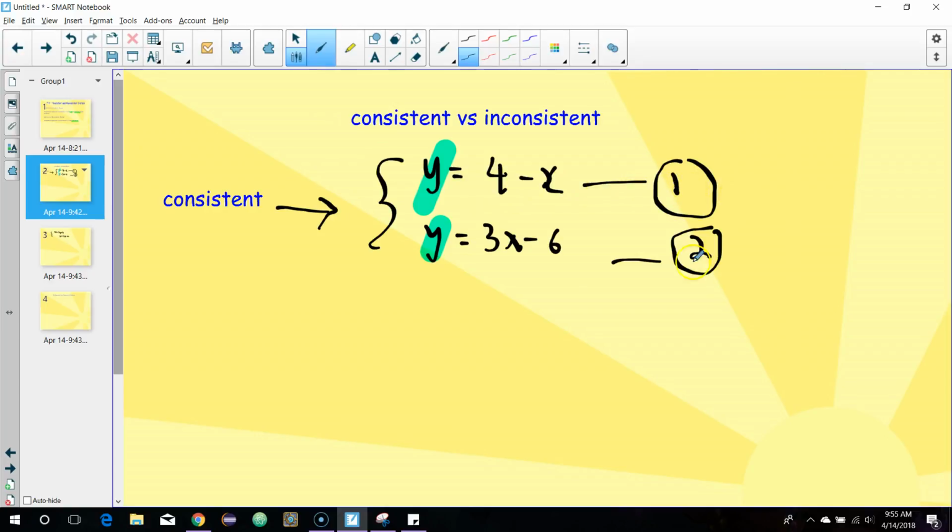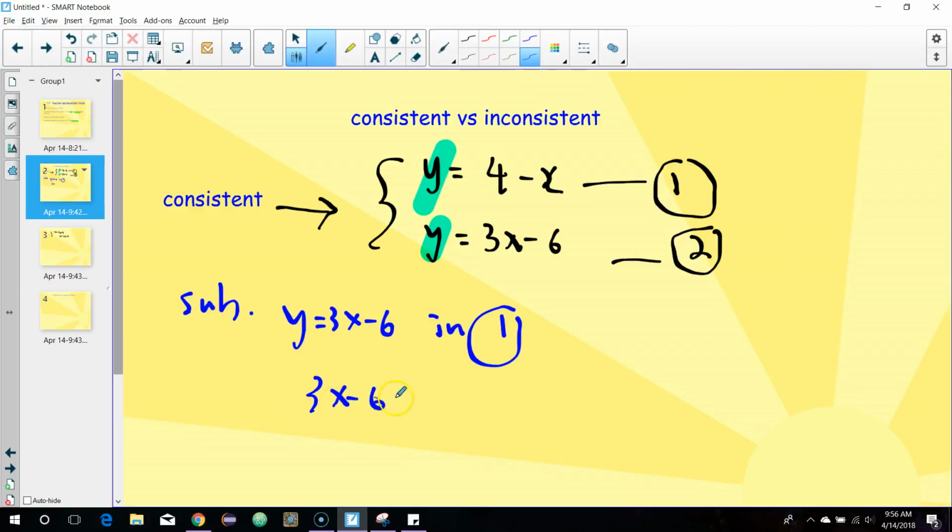So I'm going to pair up the 1 and 2. So this y is going to be equal to, I'll just say I'm going to sub y is equal to 3x minus 6 in 1. Because I'm just simply using the second one, this turns into 3x minus 6. That is going to be 4 minus x.